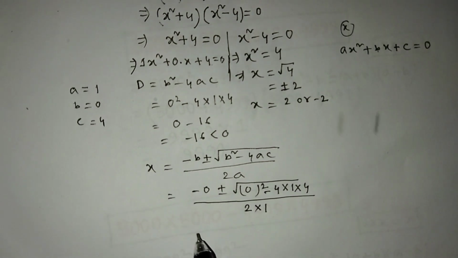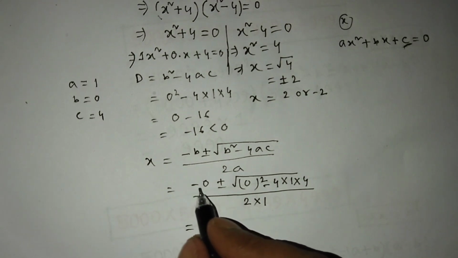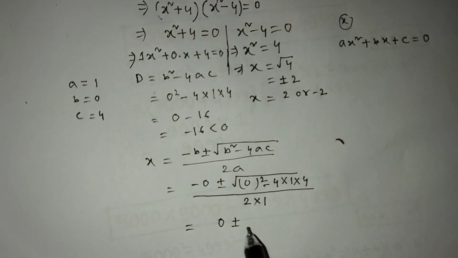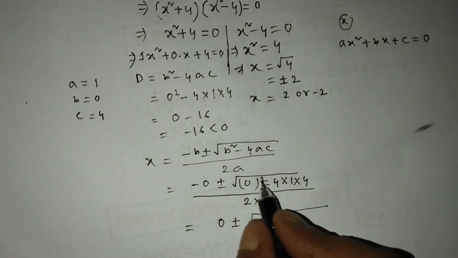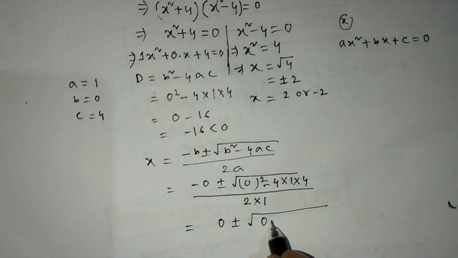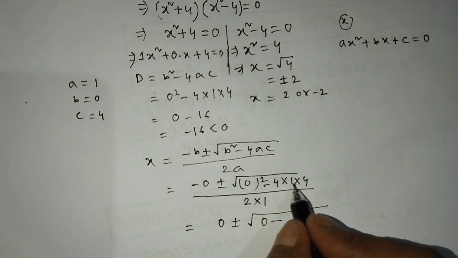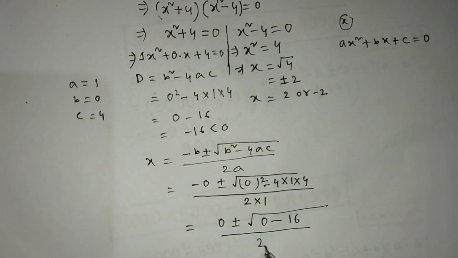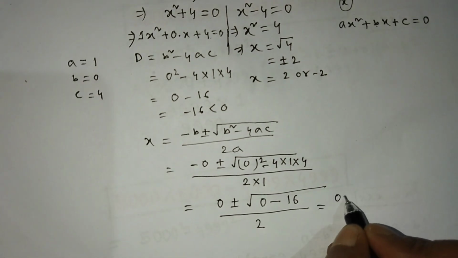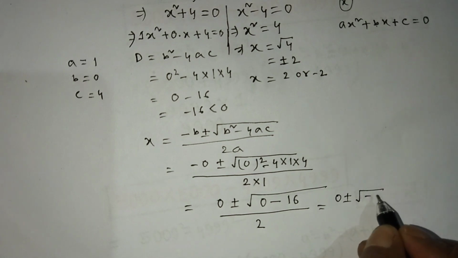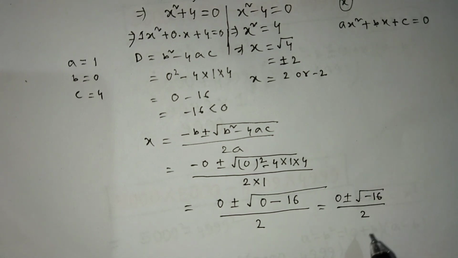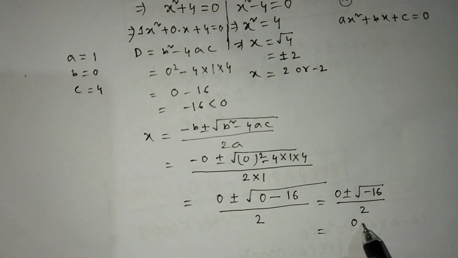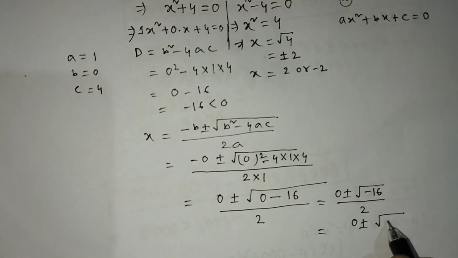Okay, so my dear student, here is minus 0, that means 0, plus minus root over of 0 square means 0. So 0 we have to write here, minus, if you multiply 4 with 1 with 4, then we get 16, divided by 2. Okay student, so here will be 0 plus minus root over of minus 16, divided by 2. So my dear student, 0 again we have to write here. So we have to write here 16 into minus 1, divided by 2.